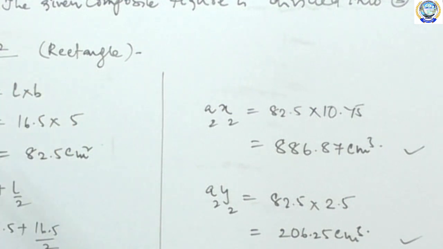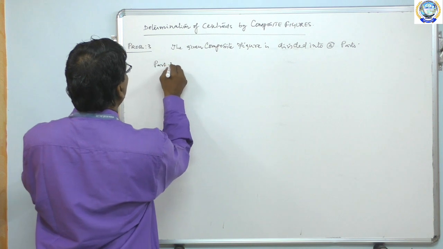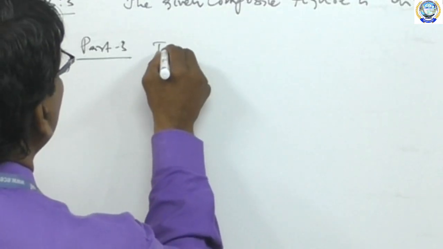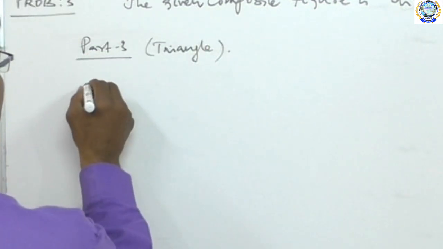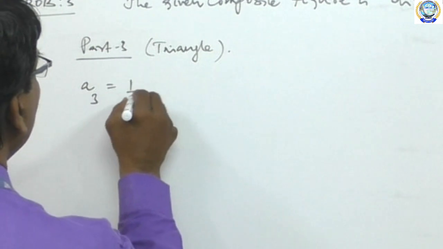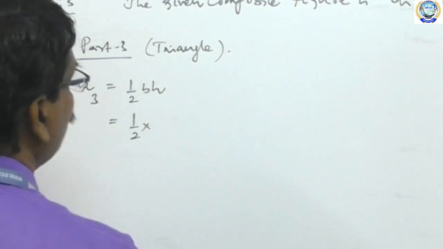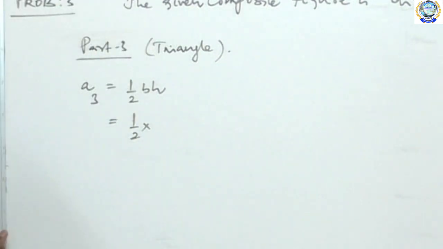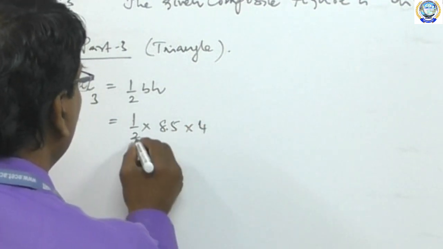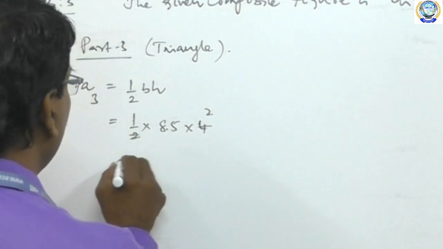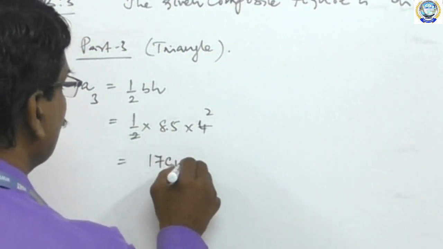Similarly, we have to find for part 3. Let us see this. Part 3, triangle. Area a3 is equal to 1 by 2 b h. That implies 1 by 2 into, if you see the diagram, my breadth is equal to 8.5 into h, 4 by 2 times. I will get 8.5 into 2, we will get 17 centimeter square.